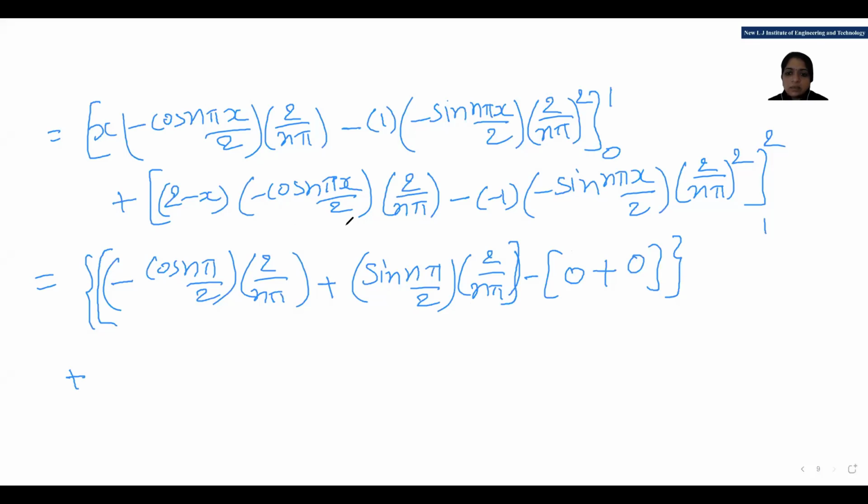Now for the second term, if I put 2 as the upper limit, 2 minus 2 is 0, and 0 into anything is 0. So in the second step, my first term is 0. In the second term, if I put 2, then both 2s will cancel and I have sine n pi. And as you know, sine n pi is always 0.